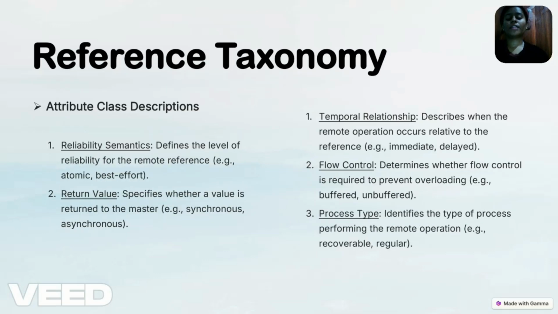A reference taxonomy, attribute class descriptions. Reliability semantics defines the level of reliability for the remote references. Return values specifies whether a value is returned to the master, for example synchronous or asynchronous. Temporal relationship describes when the remote operation occurs relative to the reference. Flow control determines whether flow control is required to prevent overloading, for example buffered or unbuffered. Process types identifies the types of process performing the remote operations, recoverable or regular.